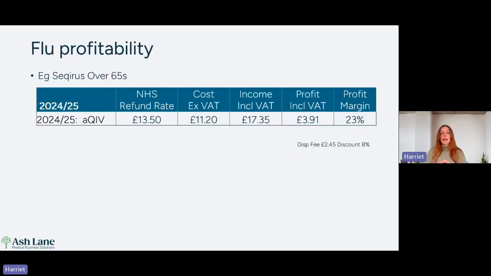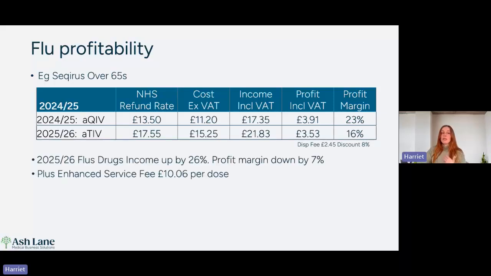So just looking at the current flu season. These figures on the screen at the moment are your previous flus, and we're looking here at the over 65s. Last flu season, the reimbursement was £13.50 and the over 65s were purchased for roughly £11.20, excluding VAT. The profit margin on that was 23% or £3.91.